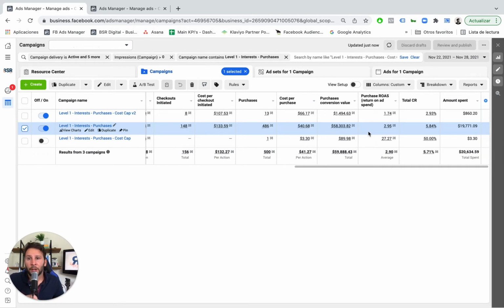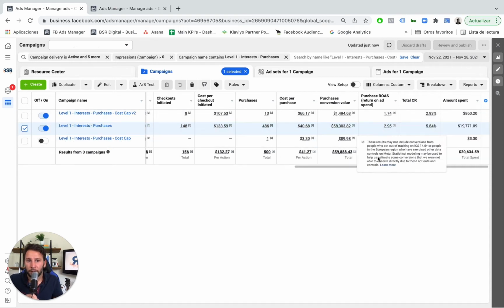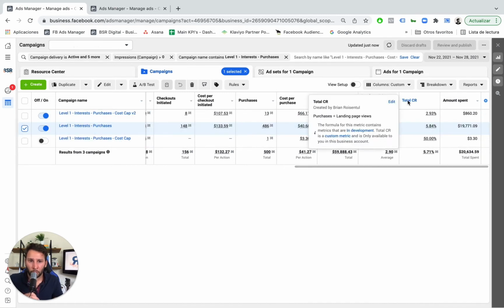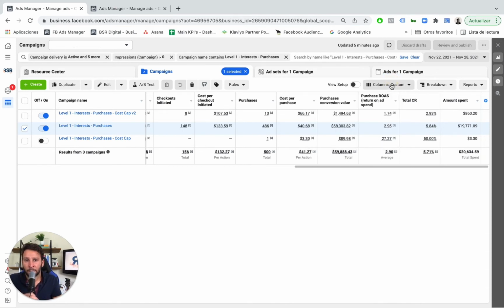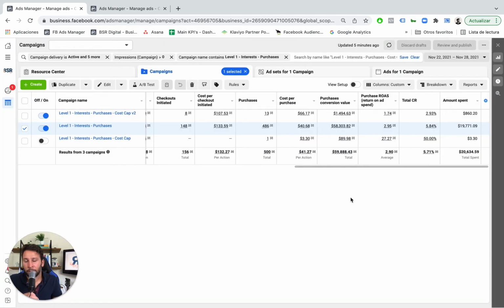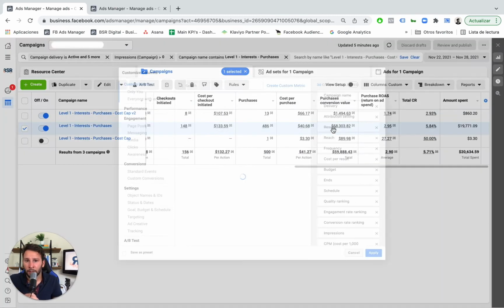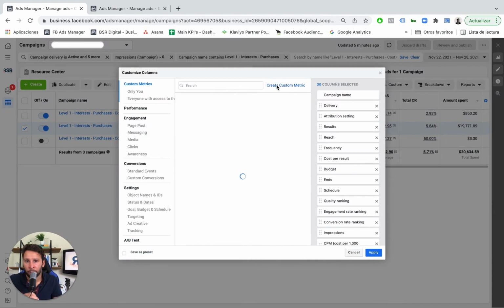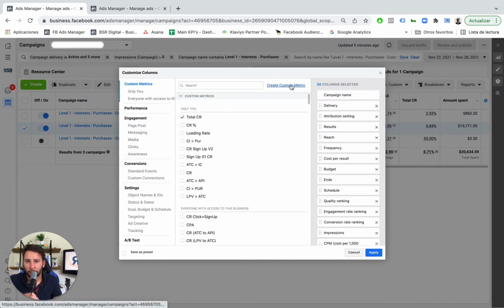So if we go to the old period, let's say, this is the ROAS, right? So we need to take a look at some numbers first. First, the total conversion rate. The conversion rate is a custom metric I have created, right? When you go to the column sets and edit the column sets right here, you can create custom metrics, right? So again, there's a whole other video for this, but you can create a custom metric here, right?